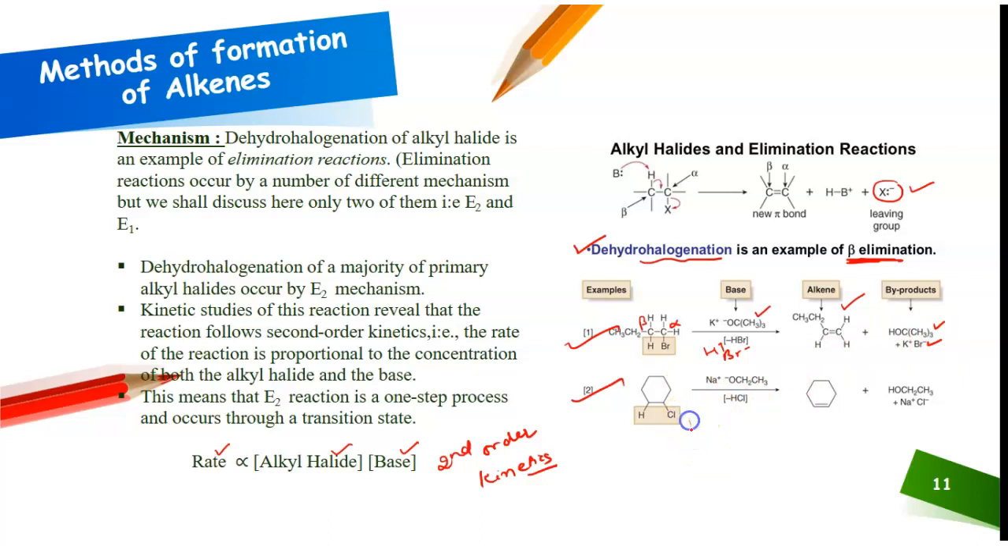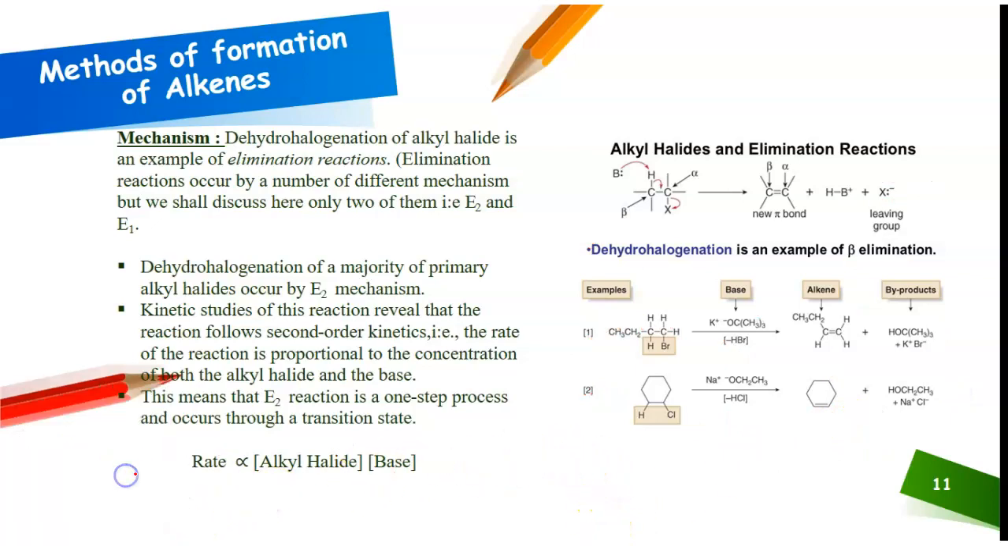Okay, similarly you have the same reaction here, HCl has come out and a new pi bond has been formed, that is your cycloalkene, and another side product you can see as such. So this is how you are going to see the generalized reaction of your E2 mechanism in case of your primary alkyl halide.